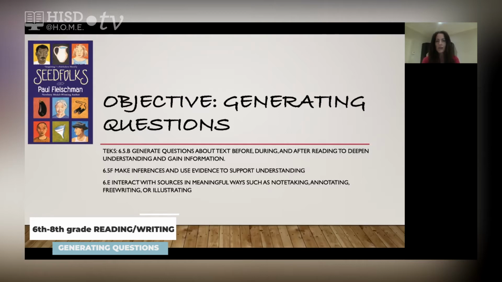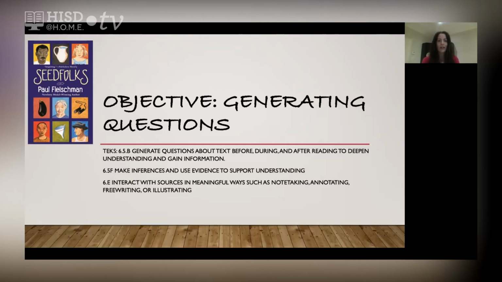The TEKS we will be covering are questions about text before, during, and after reading to deepen understanding and gain information. We will also be doing 6.5F, which is making inferences, reading between the lines and making conclusions based on evidence. So making inferences and using evidence to support our understanding.